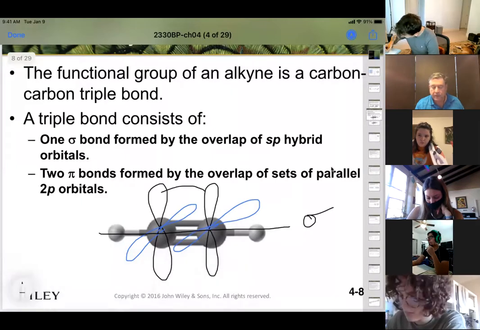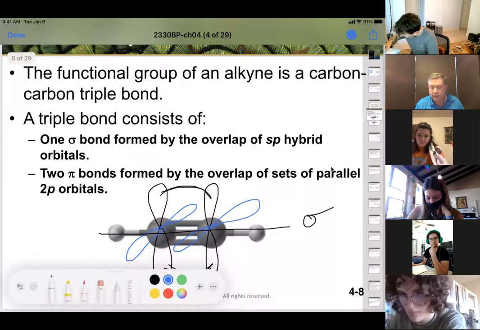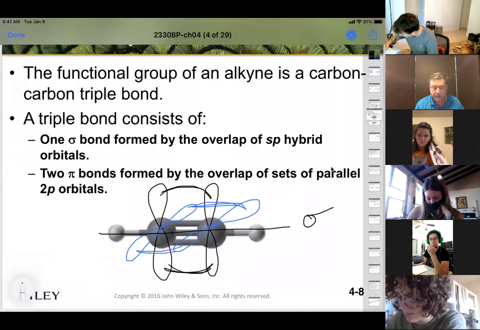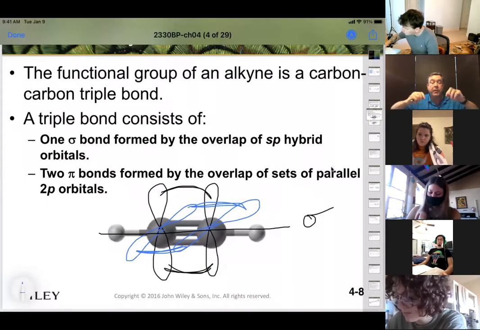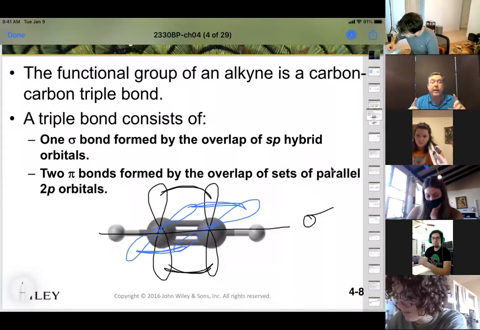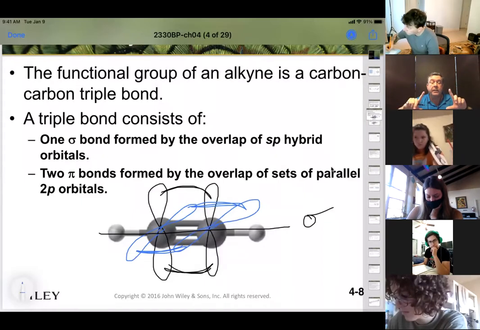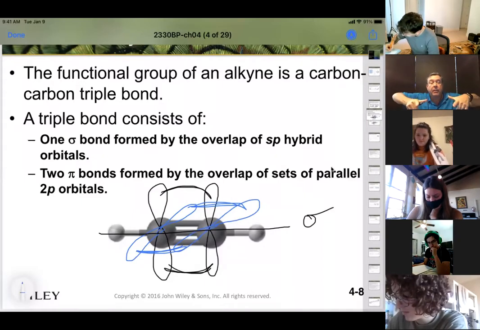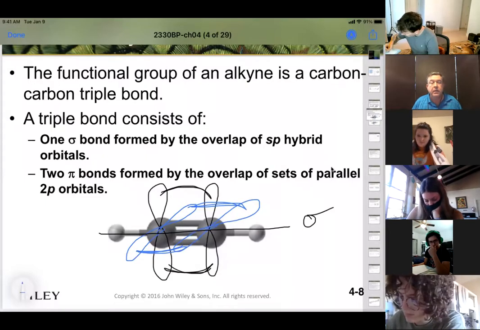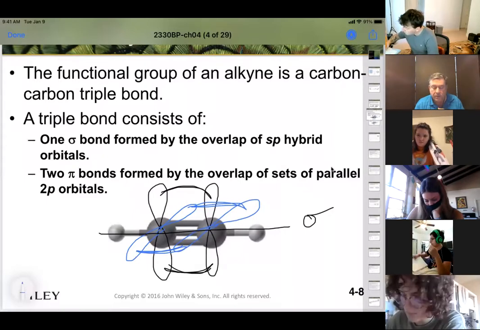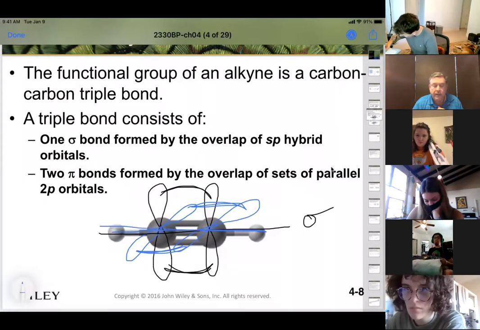Our first pi bond is above and below on this x-axis, and our second pi bond is to the side. So that's how we get three bonds between two atoms. We have a sigma bond that's directly between the two, one pi bond in one axis over that bond, and the other pi bond in the other axis over that sigma bond. So that's the differentiation. And because of this, we also have that linear molecular orientation.